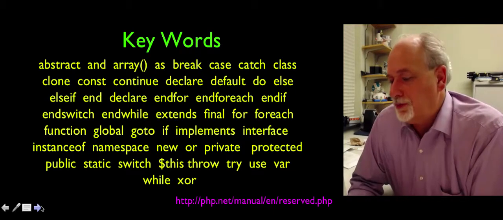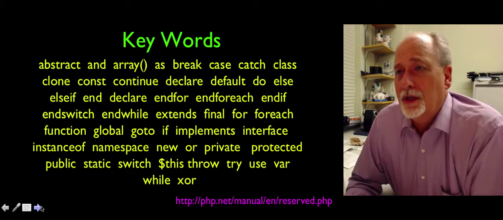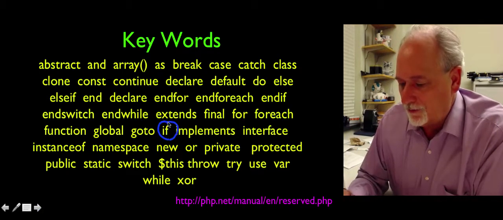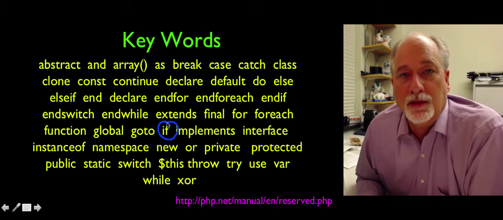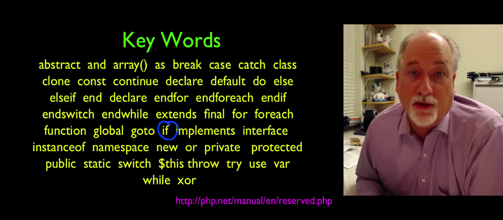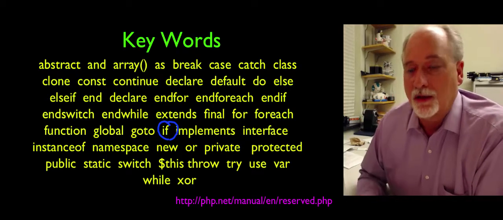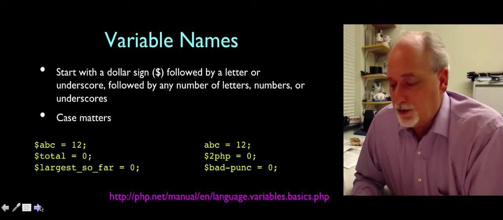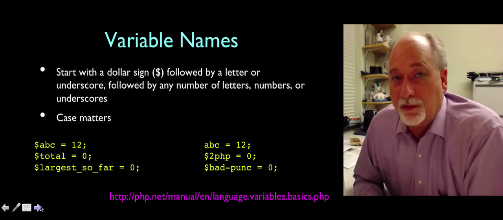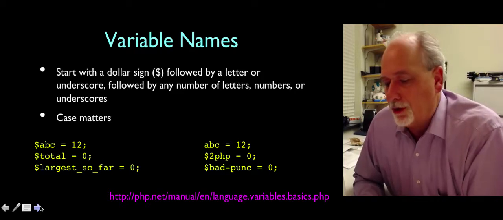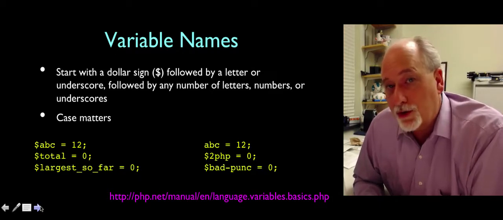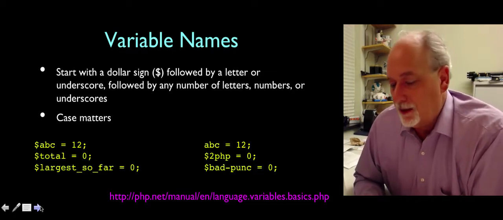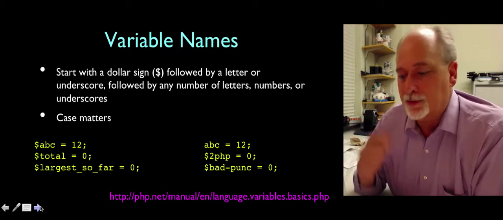If we look at the keywords of PHP, these are the words that, if you use them in PHP syntax, like if, for example, it always means if, and you can't make a variable named if as a result. These are the words that have meaning to PHP. We also have variable names. Interestingly, variable names in PHP start with a $ sign. This is really influenced from scripting languages like Perl. You have to follow it with a letter or an underscore, followed by any number of letters, numbers, and underscores. And case matters, in that upper and lower case make variable names distinct.